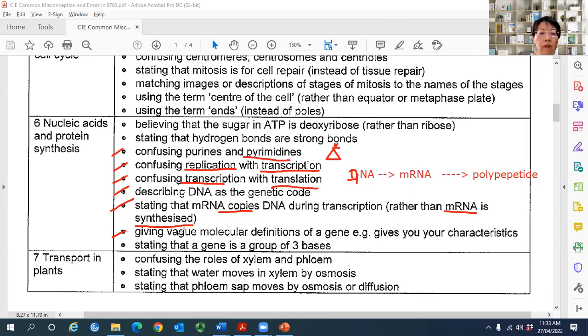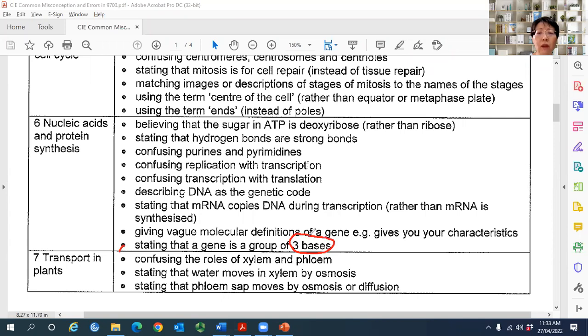Okay. Giving vague molecular definitions of a gene, for example, giving its characteristics. So now you know that you need to learn up the definition of gene, right? Which is a length of DNA. That means DNA is so long, isn't it? So this is actually a length or a section of DNA that codes for a polypeptide chain, which is made up of a specific sequence of bases, something like that. So learn up the definition. Revise again so that you can write your answer. Stating that a gene is a group of 3 bases. Hello, a gene is not a group of 3 bases, that is a triplet codon, right?